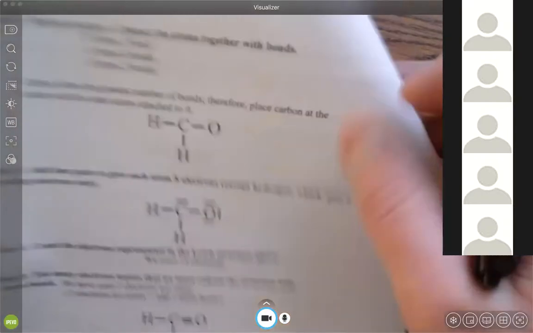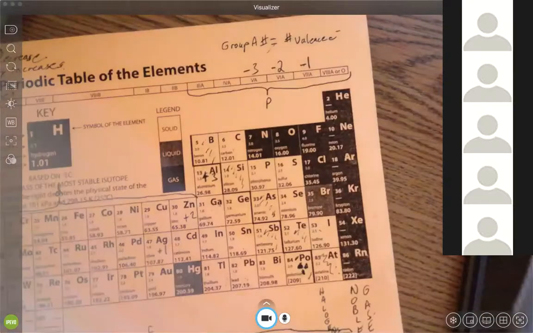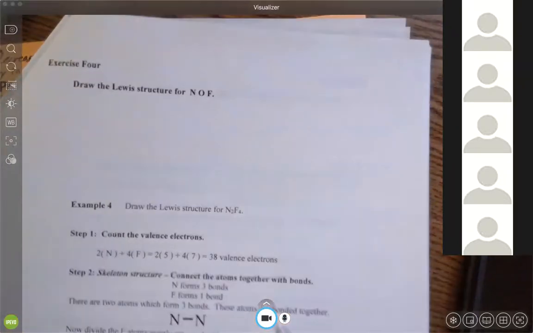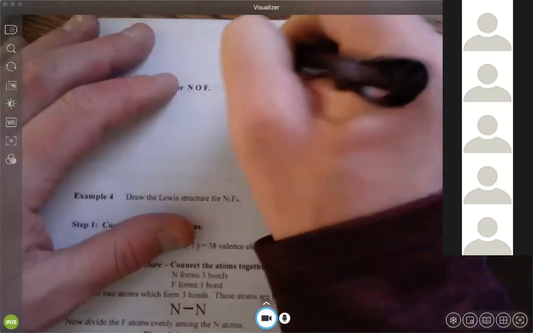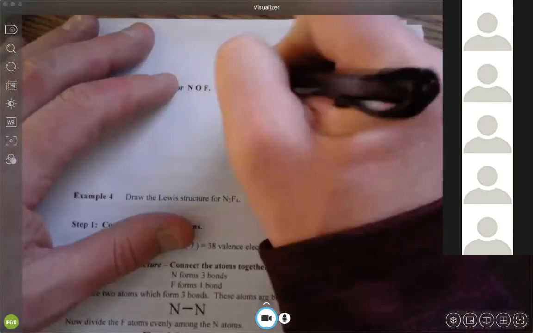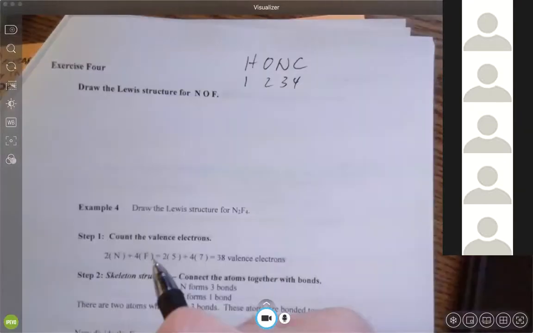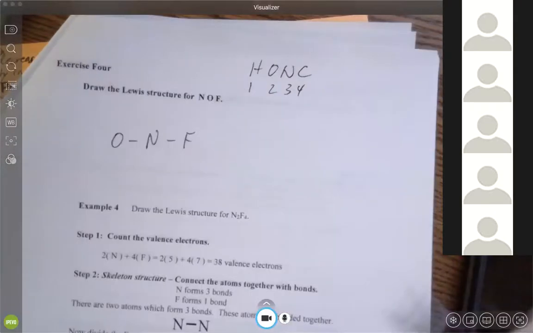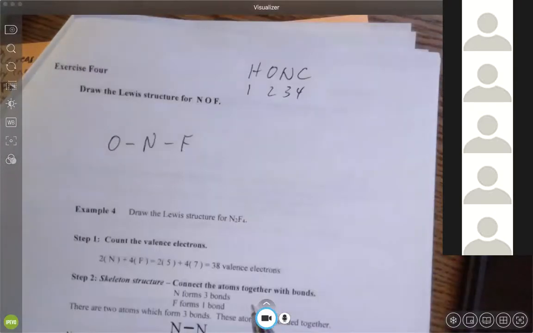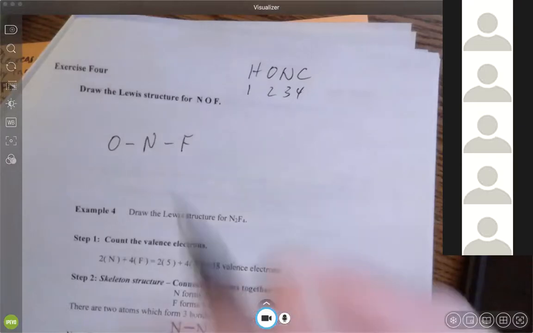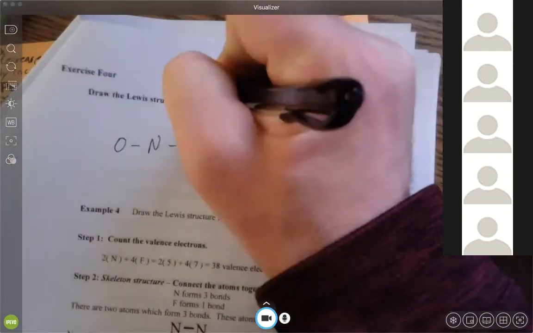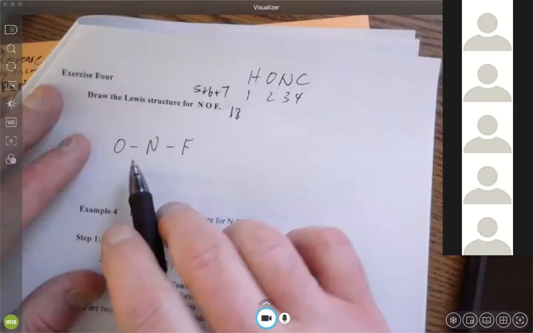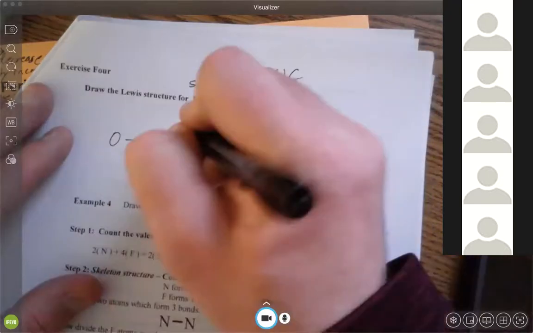How about NOF? NOF, NOF. Who's in the center? Remember honk. 1 bond, 2 bond, 3 bond, 4 bond. Nitrogen, good. This was said in class. So there's our basic setup. We have 5 plus 6 plus 7. That's 12 plus 6, which is 18. 2, 4, 6, 8, 10, 12, 14, 16, 18, 20.